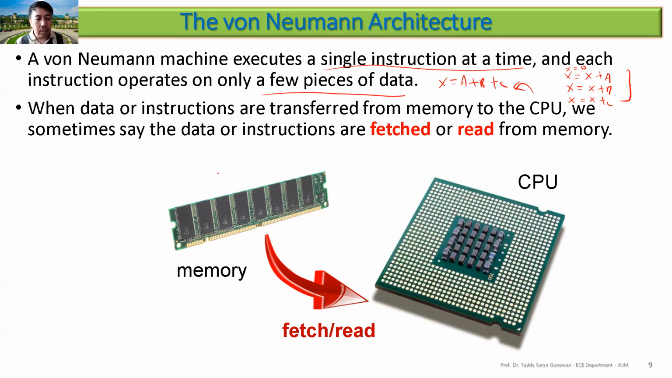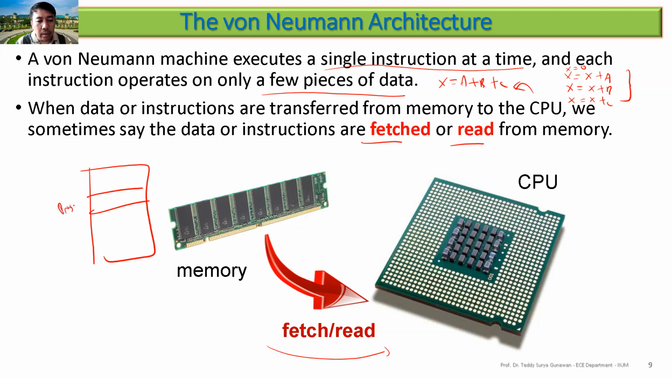Okay, so when data or instructions are transferred to the CPU, we sometimes say the data and instructions are fetched, or read, from memory. So this is fetch or read. Remember that the memory has the program, the instructions, as well as the data. So this is fetching the data: you need to go through the interconnection bus, then you go to the CPU.